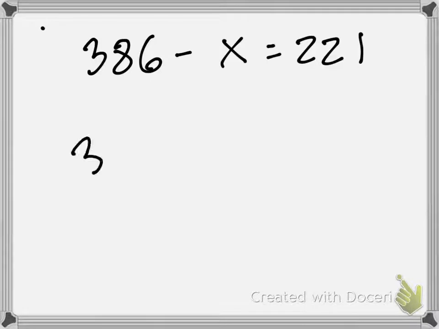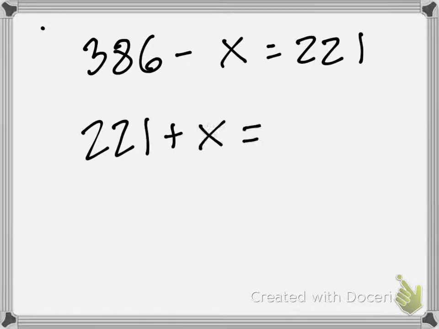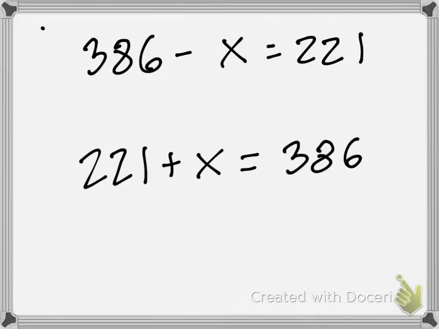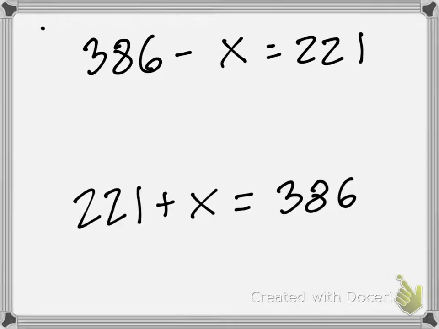So we've got 386 minus x equals 221. And we have let's just do it like this. 221 plus x equals 386. So we're going to look at these 2 problems. And I'm going to show you why we know that they are the same. So in this case, Romario's might actually be easier to solve. But either way works. Let's watch. Let's solve for Romario's first.